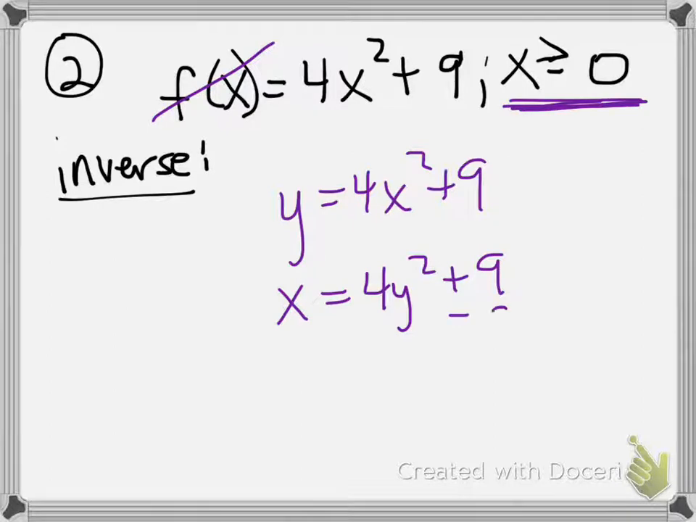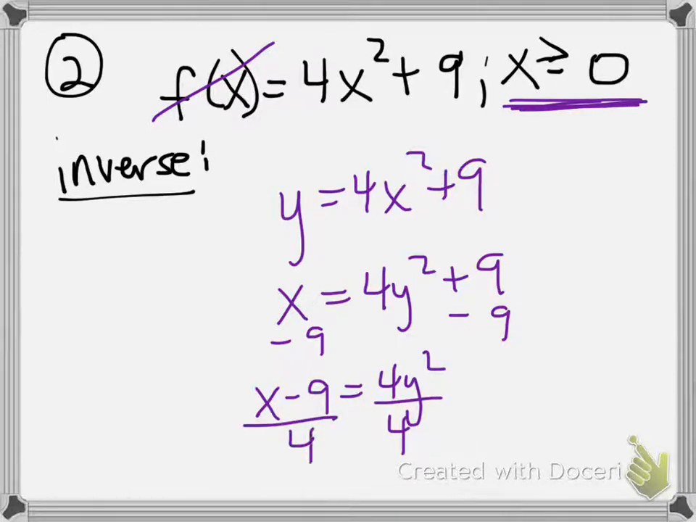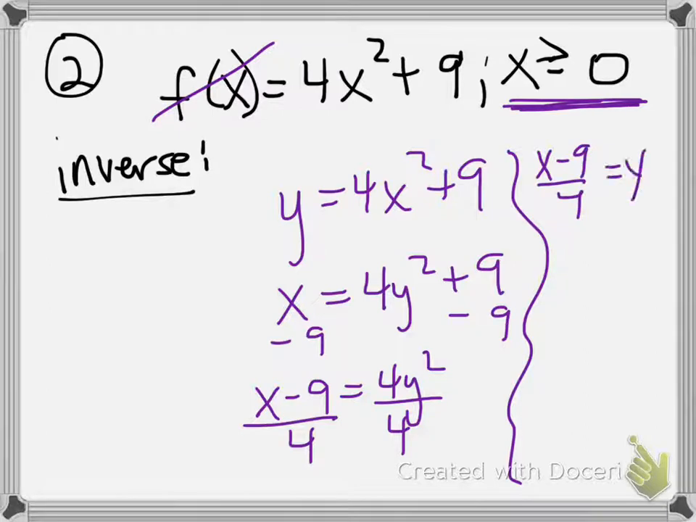So if I take the x and y and switch them, and now I want to get y by itself, so I'm going to subtract 9 from both sides. Then I'm going to divide by 4 on both sides. So I have x minus 9 over 4 equals y squared. To get rid of the square, I'm going to square root both sides. So I have the square root of x minus 9 over 4 equals y.